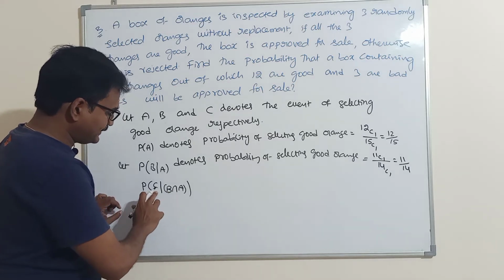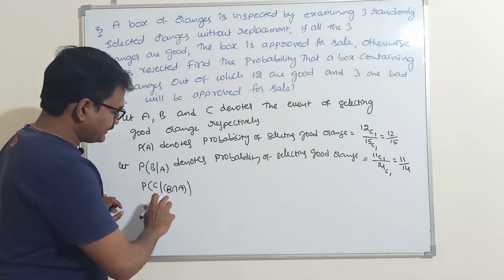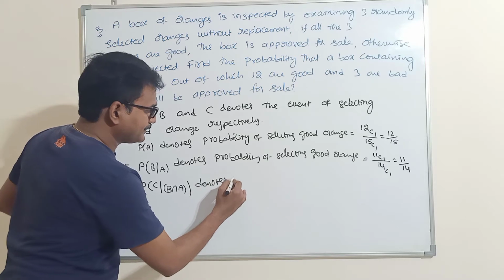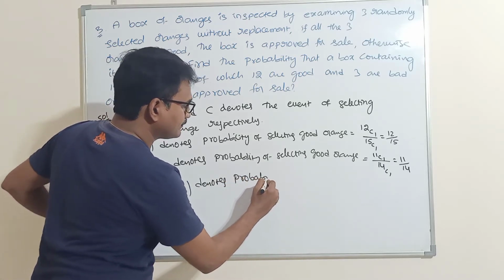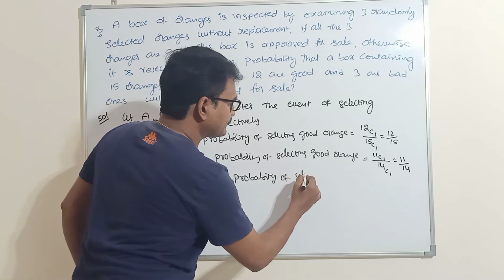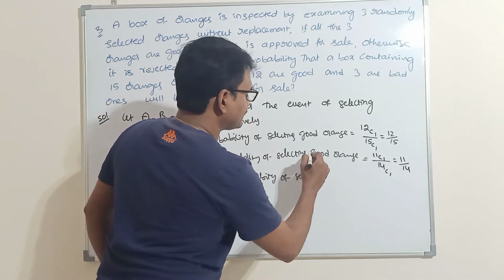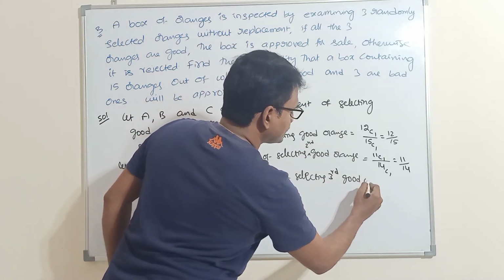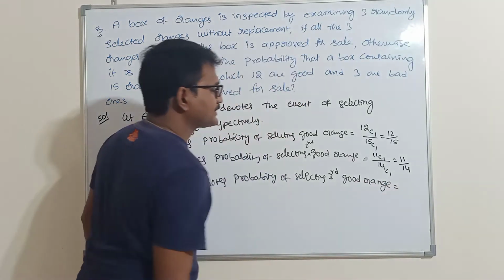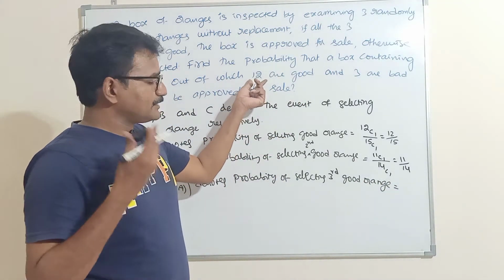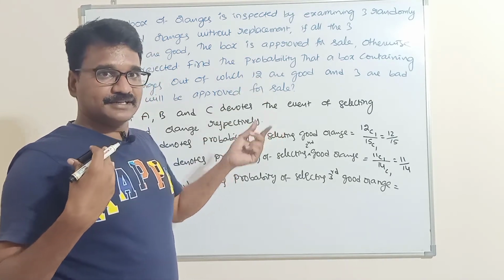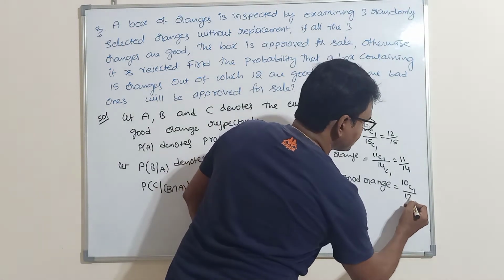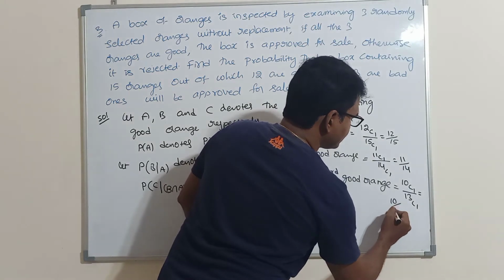Happening of event C, probability of happening of event C after the happening of event B and A denotes the probability of selecting third good orange. Here this is second good orange. Here third good orange. So first you selected one good orange without replacement. Next 11 oranges are there. Next without replacement how many are there? 10 oranges are there. Out of 10 you are selecting 1 out of 13 oranges. That means 10 by 13.